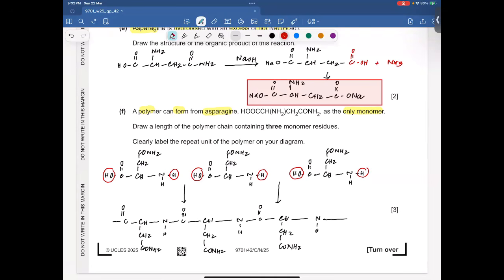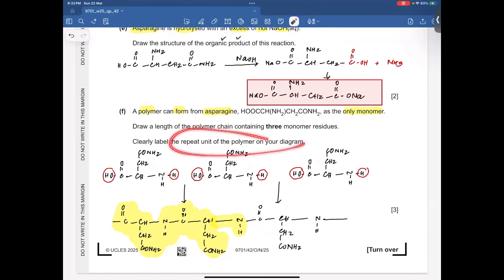Clearly labeled repeating unit. Oh my goodness, that's the repeating unit. That's the repeating unit, guys. From this to this, this is the repeating unit. From this to this. Note that from here to here is also a repeating unit. Okay. Three monomer residues. These are the three monomer residues. Clearly the repeating unit of the polymer.